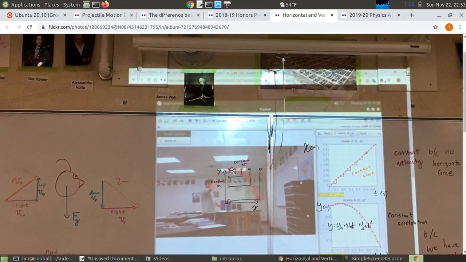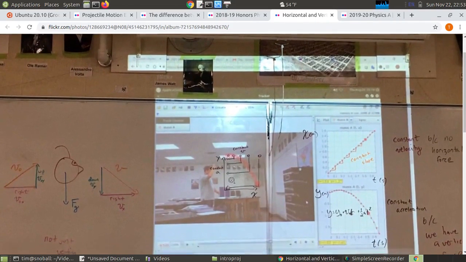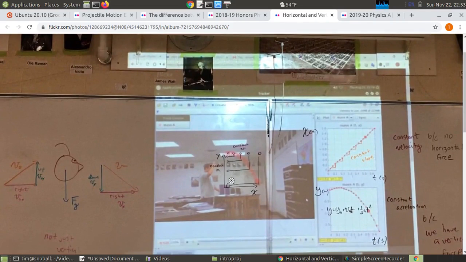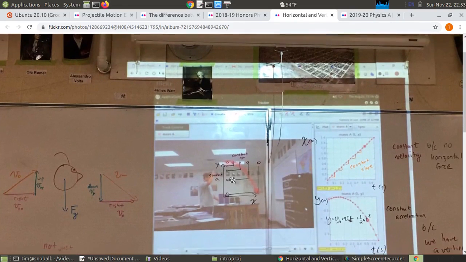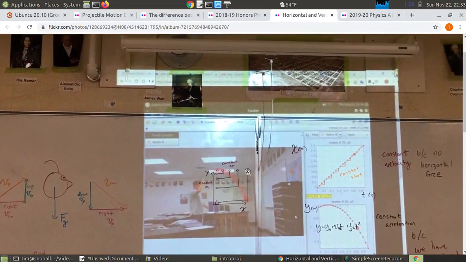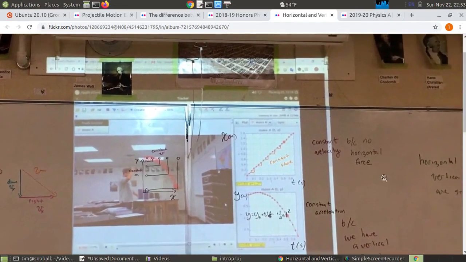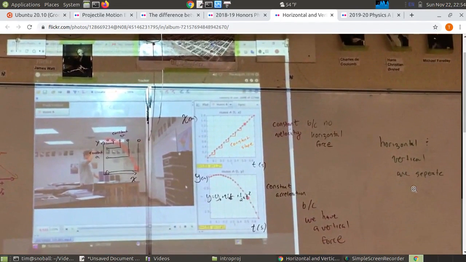If we ignore the left-rightness, we see that they start to spread out more and more and more. That's what we expect for constant acceleration. So this is what it means to break something down into pieces. We're going to look at just this motion. And then we're going to look at just this motion. And we're going to see what links the two. The key idea is that horizontal and vertical are separate.